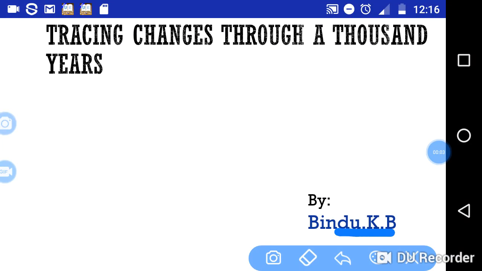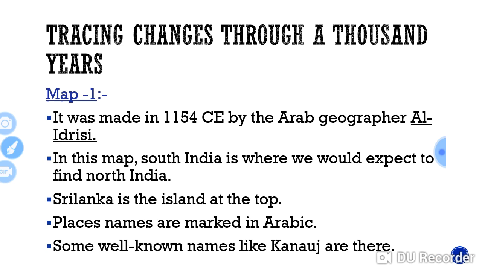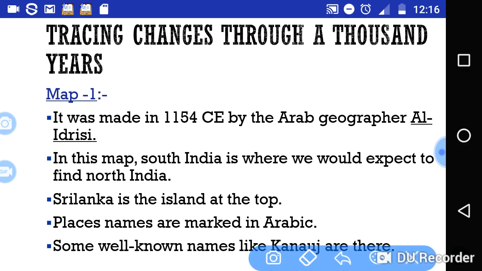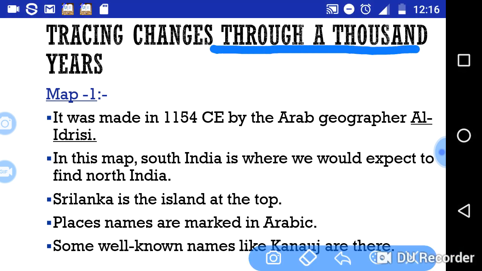In this lesson, I am going to discuss chapter 1 of the class 7th history textbook. The title of the book is Our Pasts 2. The title of the first chapter is Tracing Changes Through a Thousand Years. As the title indicates, we are going to discuss the changes which occurred in a thousand years.